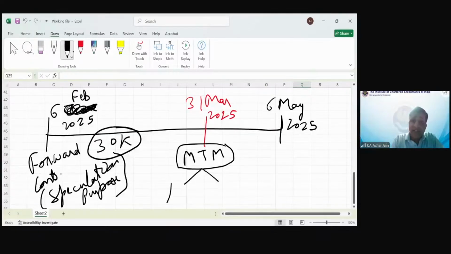Now, whether this MTM results in a loss or a gain, both of them will go to P&L straight away. Clear on this? Everyone clear on this? Yeah, Ishan, clear? Any questions, any doubts so far?